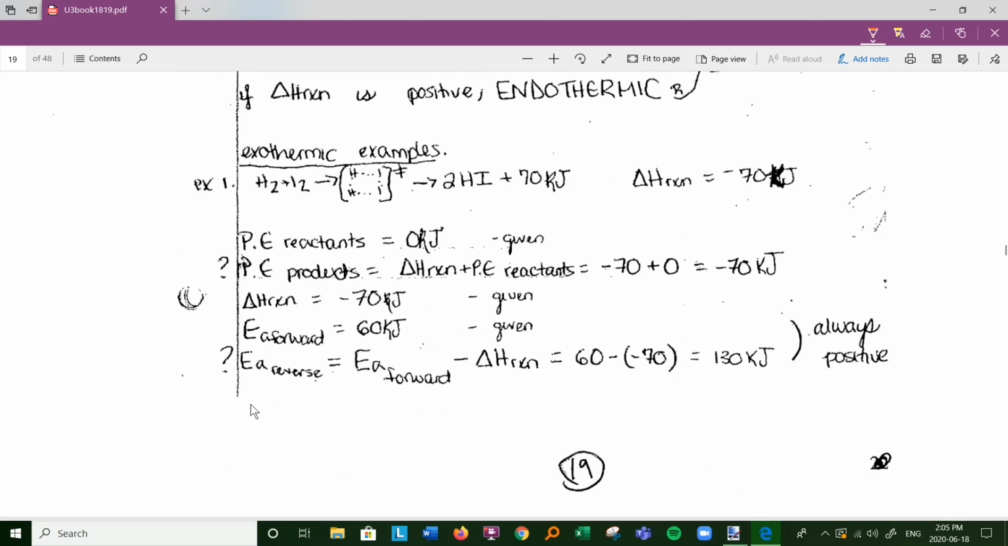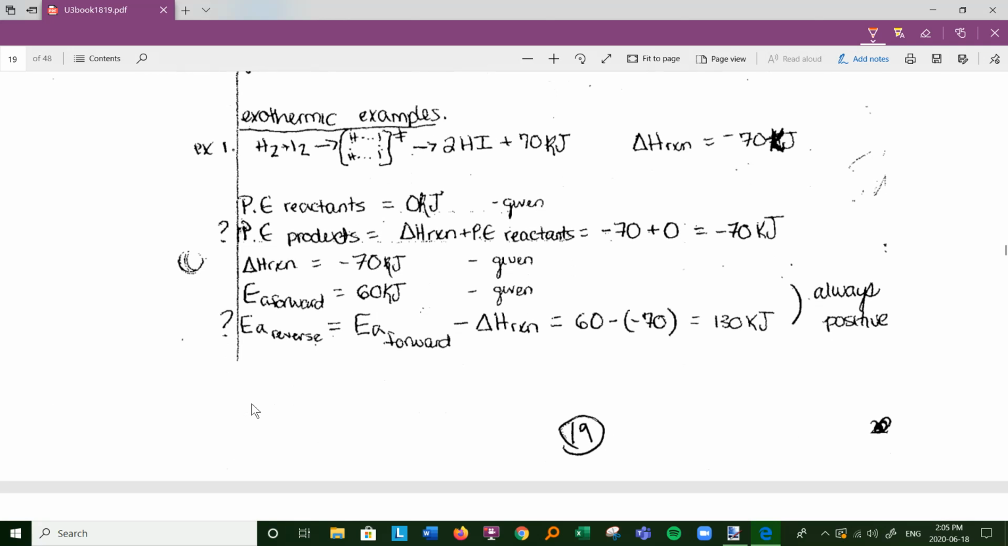So here's another example. It's an exothermic example. I'm on page 19 in the booklet. Hydrogen plus iodine going to 2HI plus 70 kilojoules. Now kids get mixed up with this. If you see a reaction and you see explicitly a number associated with an energy written, if it's on the right-hand side, it means it's given off. So you're releasing energy. So your delta H reaction is negative 70. So whenever you see energy on the right-hand side, your delta H is negative. If you see energy on the left-hand side, that's endothermic and delta H is positive.